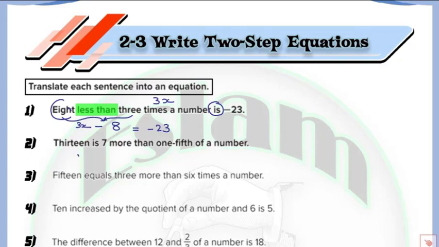Next, we have 13 is. As we said before, "is" means equals. 7 more than: once you find "more than", it means we have plus. As with less than, we have the same for more than. More than means we change the order. The expression before "more than" will be after the plus sign, which is 7. 1/5 of a number means 1 over 5 of a number, which is x. We just write 1 over 5x. So 13 is equal to 1 over 5x plus 7.